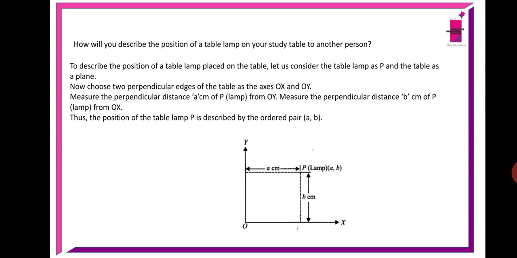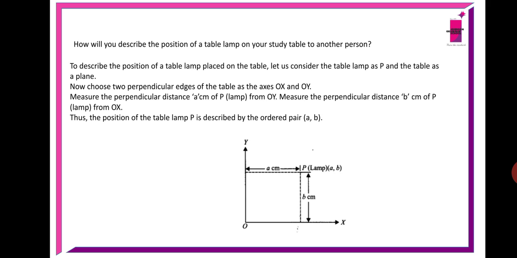How will you describe the position of a table lamp on your study table to another person? This is the first question. Generally, when you locate any object in your house or anywhere, we describe it through two ways, that is east-west and north-south. The same way, a table lamp also can be described. Position of a table lamp placed on a table.